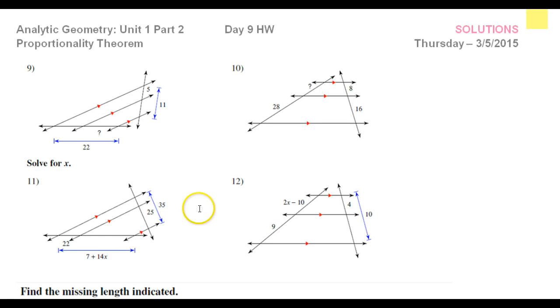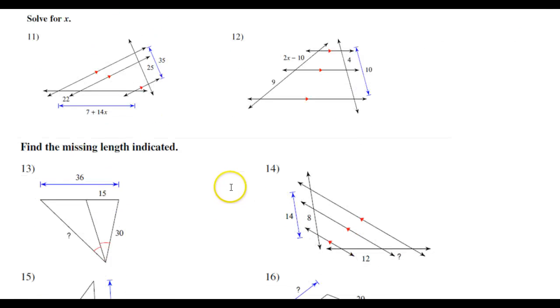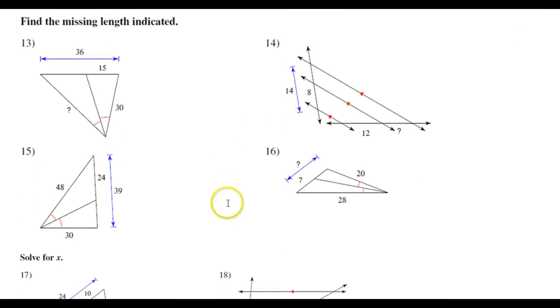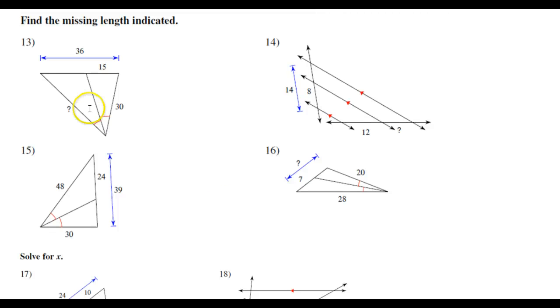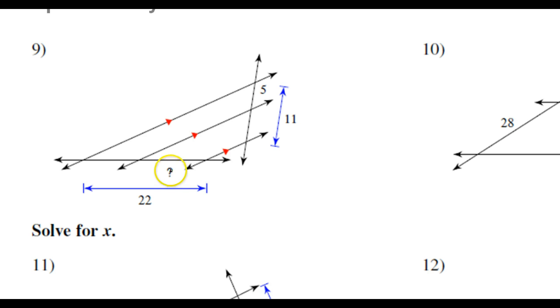Alright, in this video we will continue practicing the side splitter proportionality theorem and finding those unknown sides, and we will also look at this new theorem that says when you have an angle bisector, the two halves, these lengths, are also proportional. So number 9, we can call this x right here.